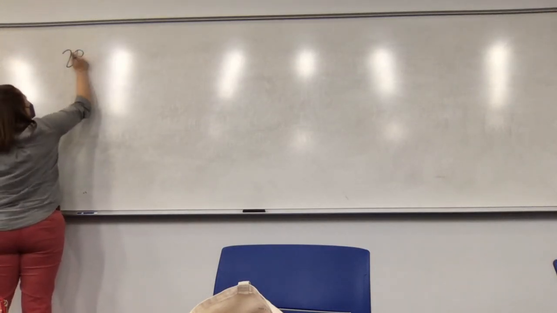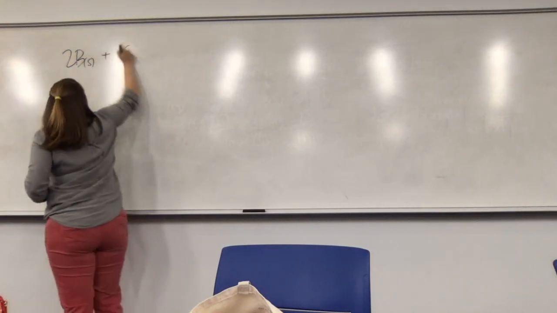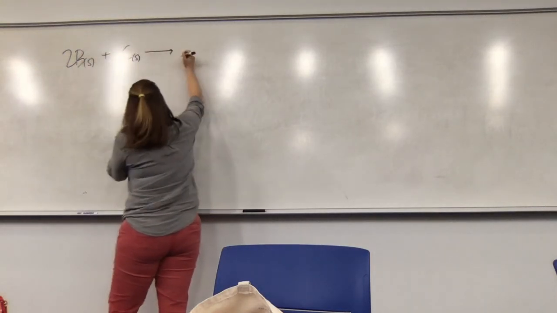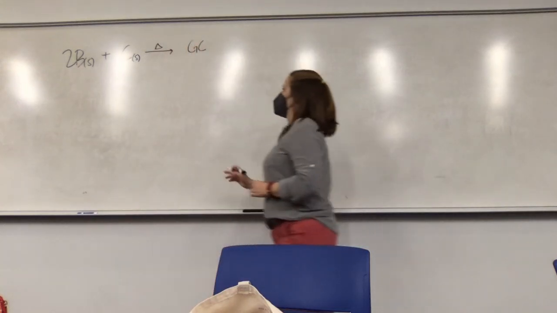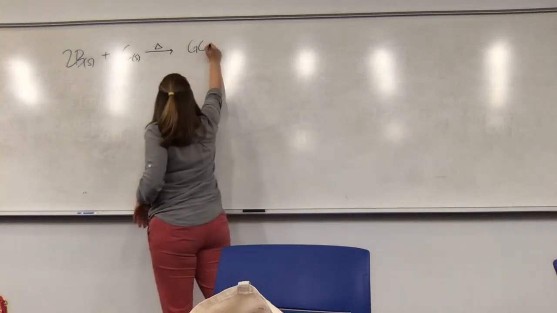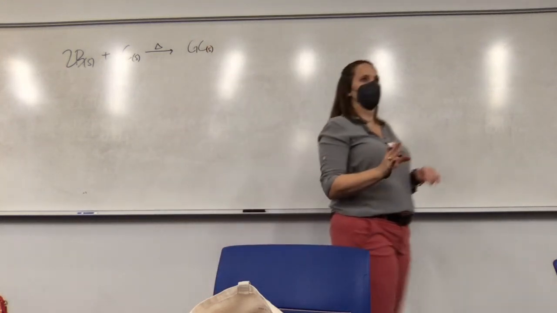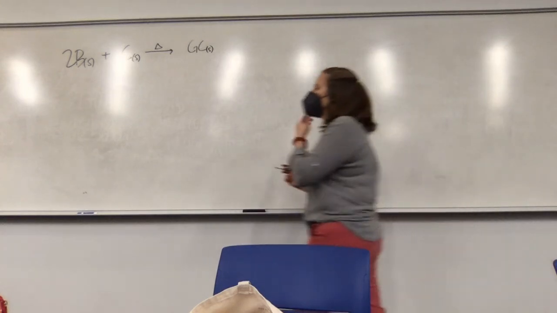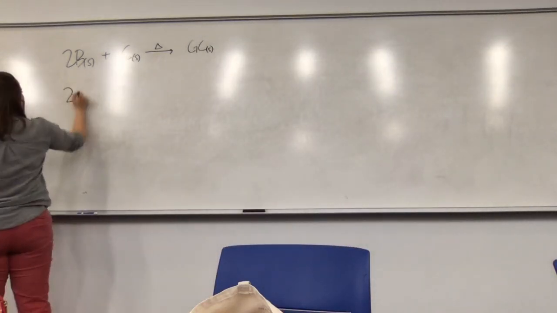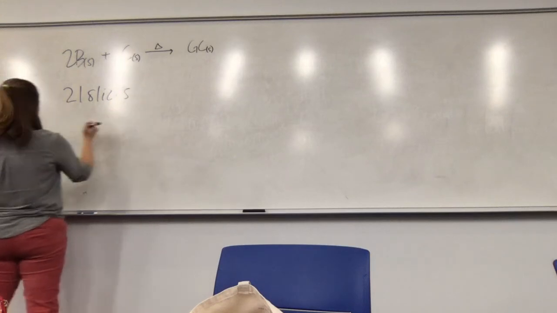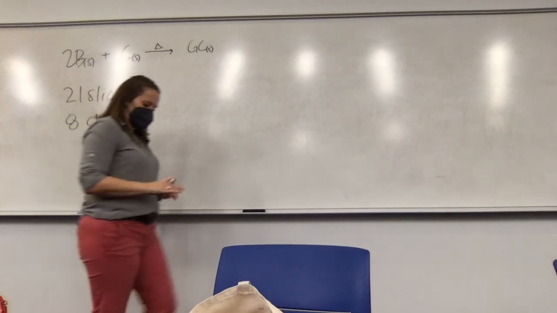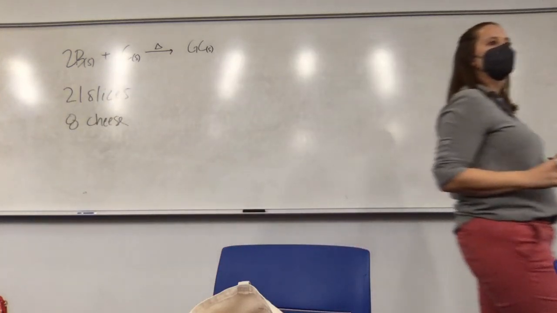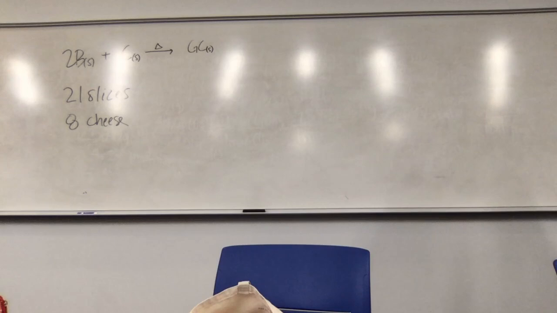So, 2 slices of bread, plus 1 cheese. We're going to add a little heat, and that's going to give you 1 grilled cheese. So we have a balanced chemical equation. You came to my house. I have 2/3 of a loaf of bread. I have 21 slices. And I only have an 8-pack of cheese. How many sandwiches can I make? 8. We've all done limiting reactants now, right?